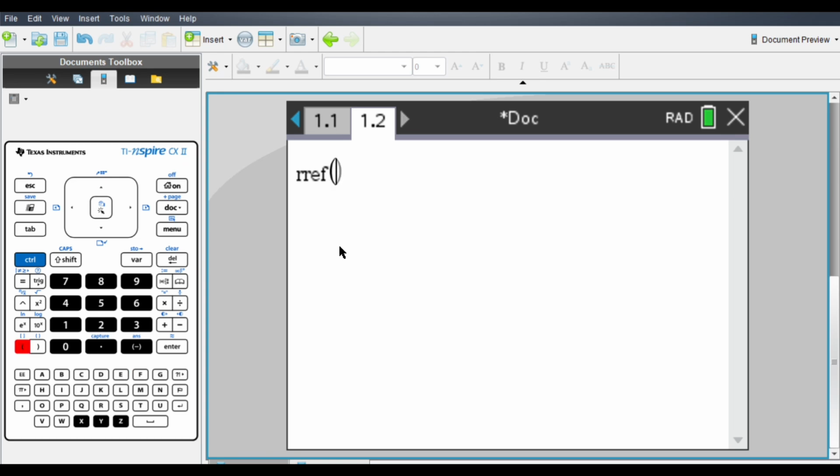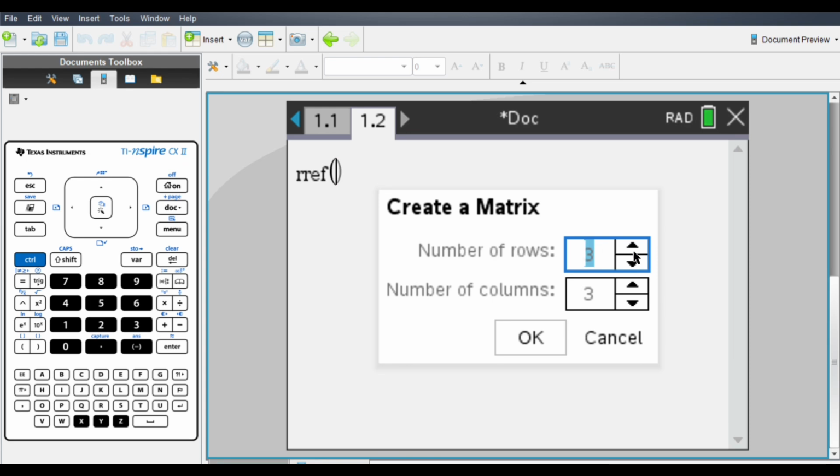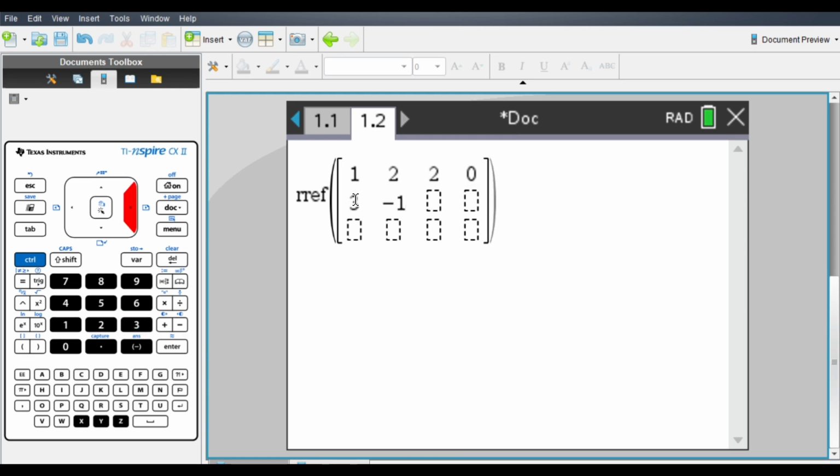After that, you're going to click on the button right underneath delete, the one where you click to put fractions, and you're going to click on the biggest matrix. But it doesn't matter though, because it's going to ask you how many rows and columns you want. We want 3 rows and 4 columns, and then we click enter. And now we can put in the matrix that we made from the 3 equations.